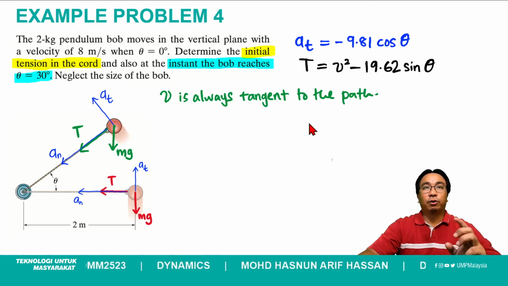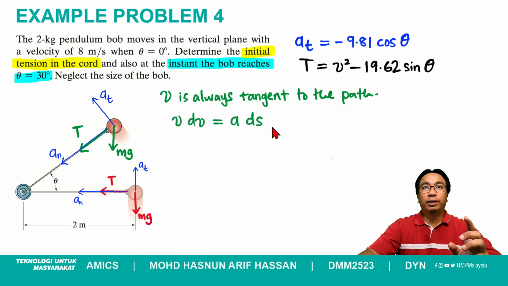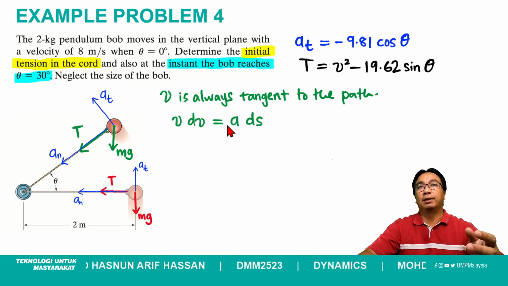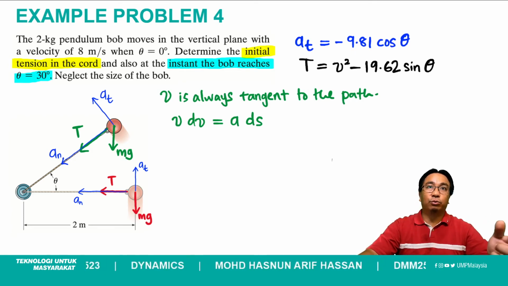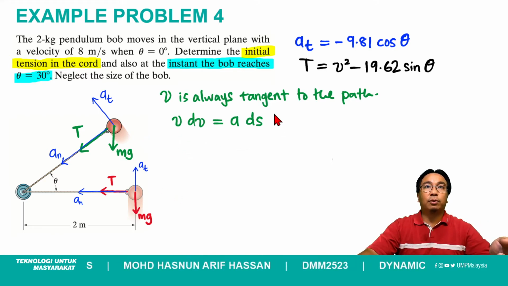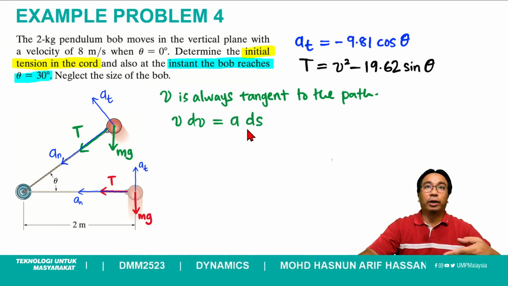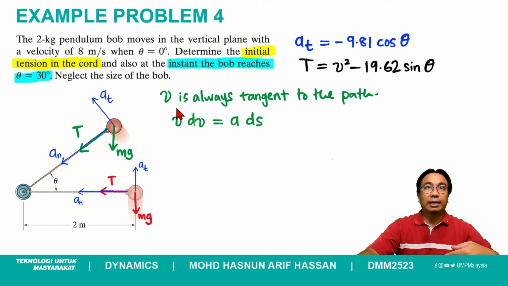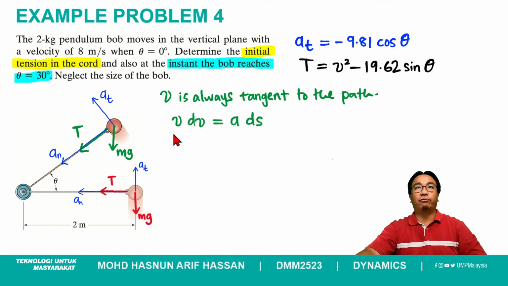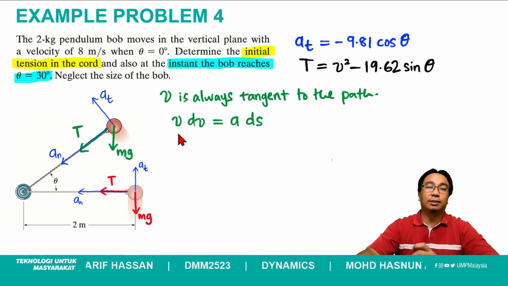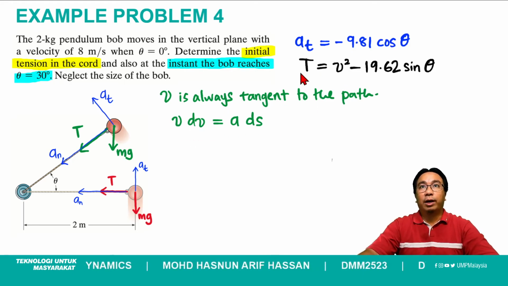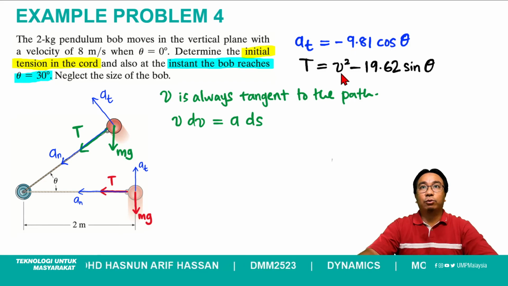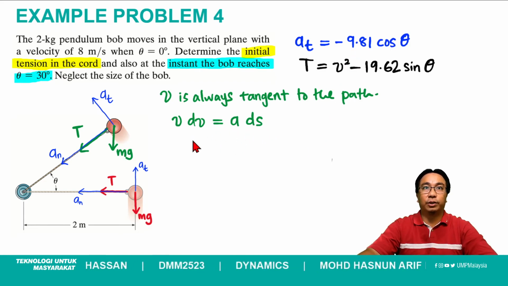From chapter 1 also, we know a few basic equations. We know v is equal to ds over dt, a is equal to dv over dt, and there is one more kinematic equation, that v dv is equal to a ds. If you don't remember where this comes from, you can go back to our first chapter where I explained this. This is one of the basic kinematics equations. So to help us find the value of V, we need to use this equation.